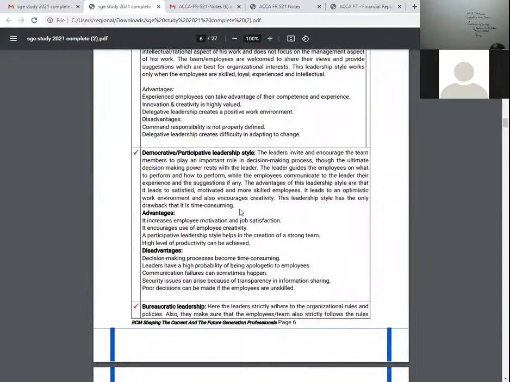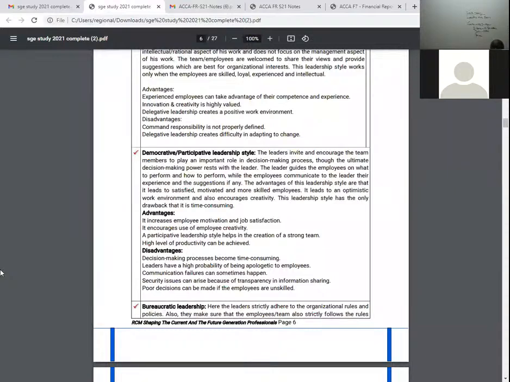It increases employees' motivation and job satisfaction, and encourages use of employee creativity because of the initiatives, because of Henry Fayol's 14 principles. There is an I somewhere which talks of initiatives, involve these people. A participative leadership style helps in the creation of a strong team. That one I agree. High level of productivity can be achieved.